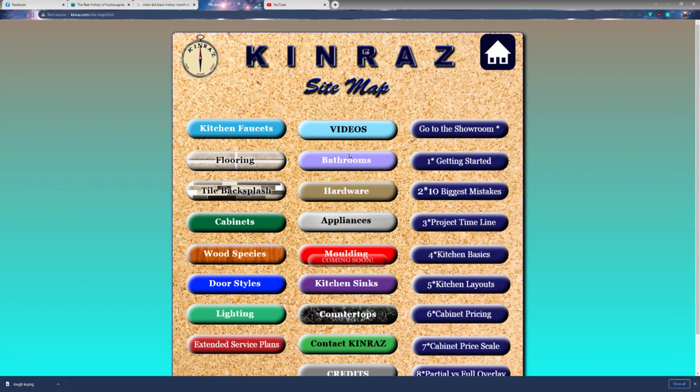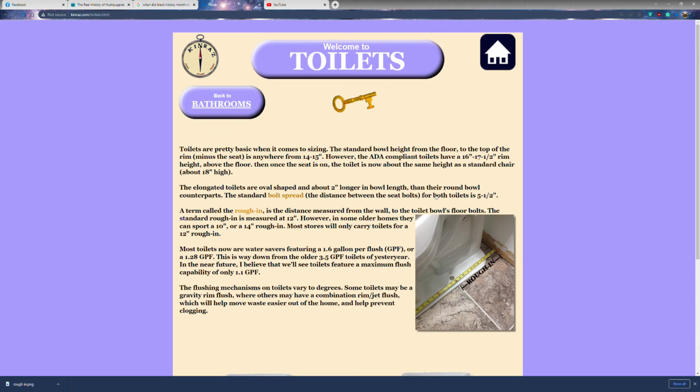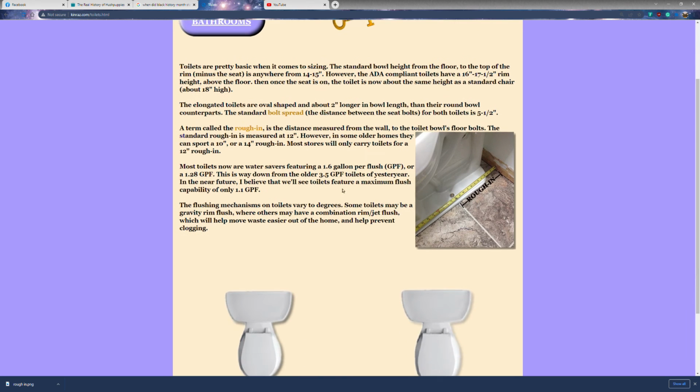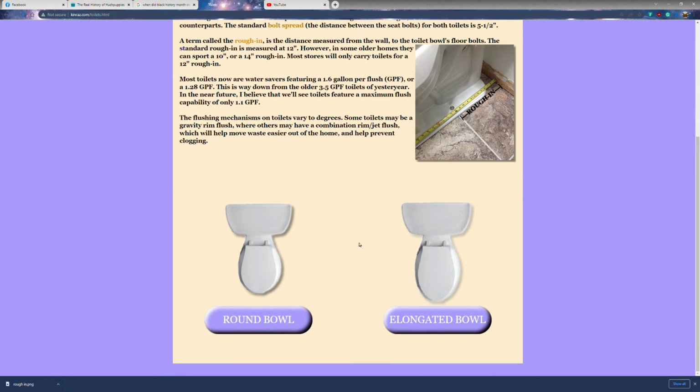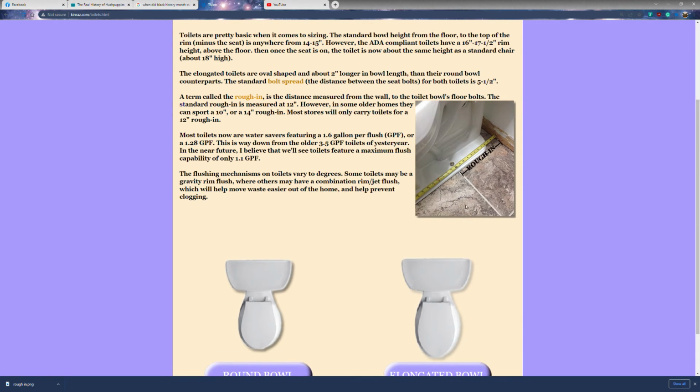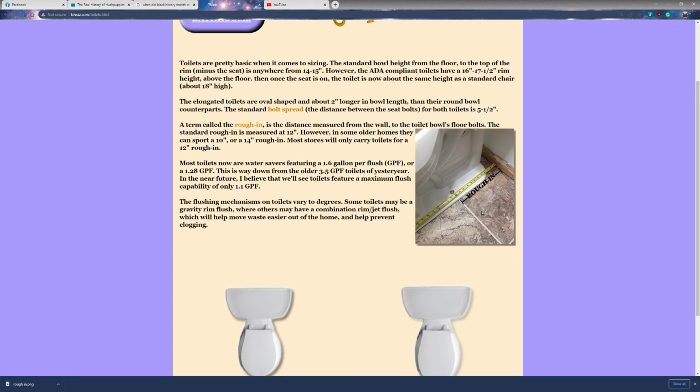So this video is going to be about toilets. From the site map here, we'll go to bathrooms and click on toilets. Toilets are going to come in two varieties, basically round bowl and elongated bowl, but we'll cover that in a second. The most important thing when you're looking for a toilet is something called the rough-in.